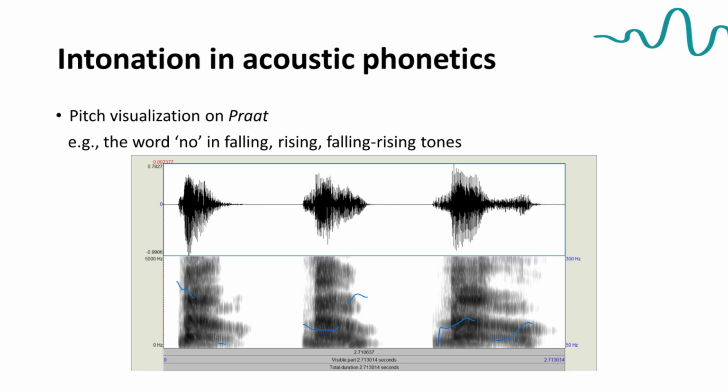By analyzing the trend of the pitch contour, we can identify that the 3 tones used by the native speaker are fall, rise, and fall rise respectively.